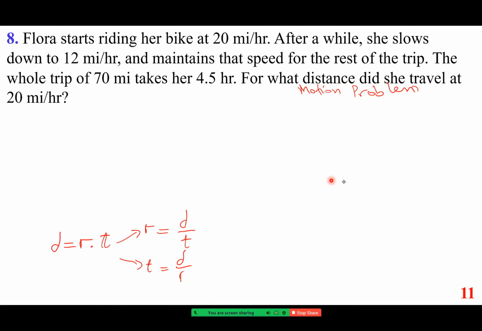So the very first number, we are starting at 20 miles per hour. So it goes in here. Then what happens after a while? She slowed down to 12. Very good, very good. Slowing down to what? 12 miles per hour. And so it goes right here, 12 miles per hour.